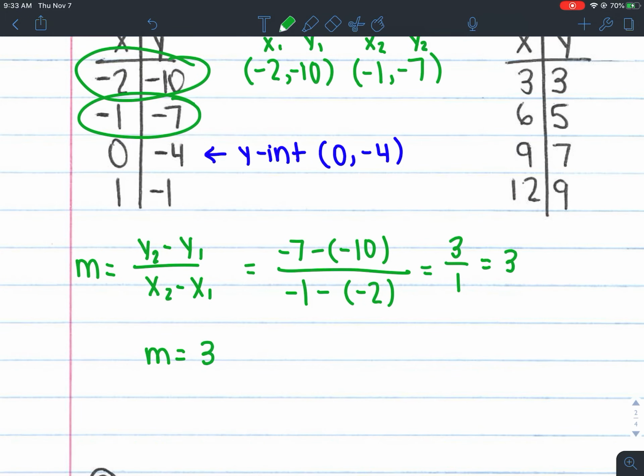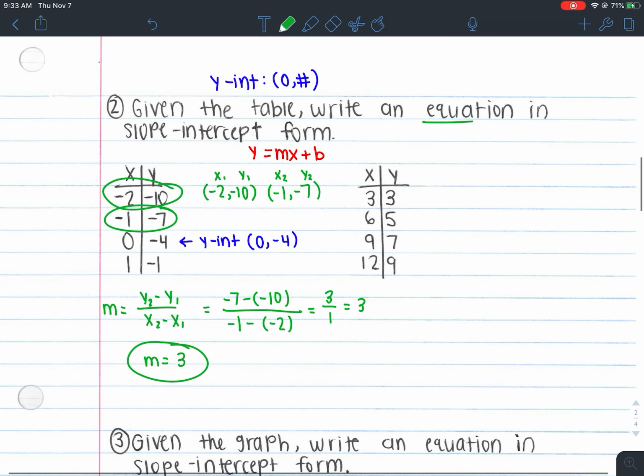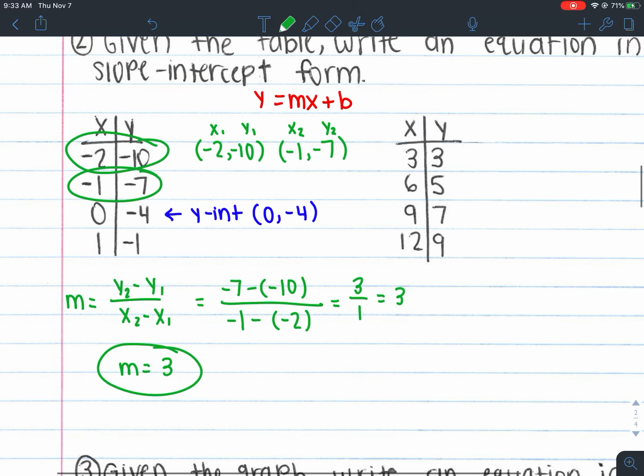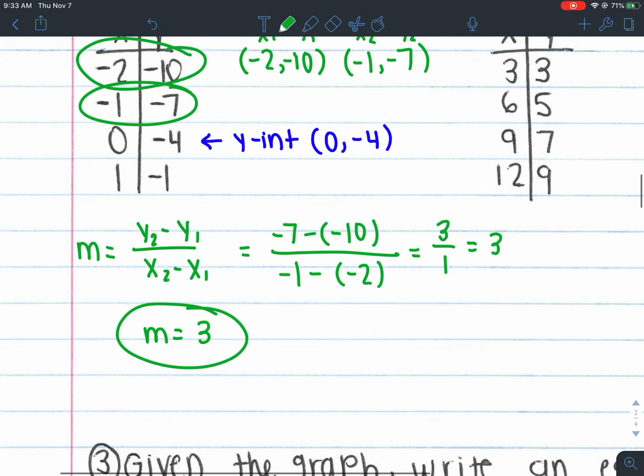But is this what they wanted me to find? No, it wanted me to find the equation in slope-intercept form. So, slope-intercept form needs a slope and a y-intercept. Now this one, I don't even have to put it in point slope form because they already gave me the y-intercept. The y-intercept is -4. So when I plug this in into y equals mx plus b, right?